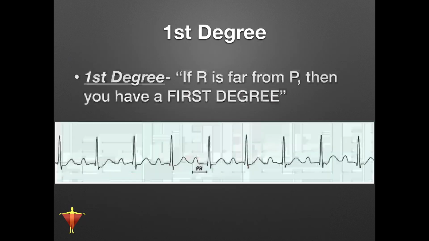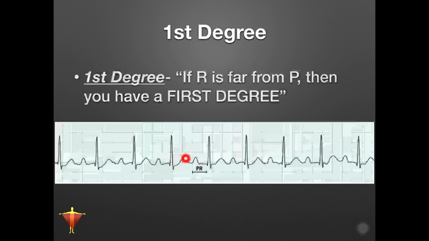First degree: if R is far from P, then you have a first degree. So what it's identifying is that this PR interval right here is getting further away from this QRS complex. And first degree, like I said, is usually pretty normal. It's not something that we're going to be super concerned with. There's really not much to do about it. They're generally benign, and they're generally asymptomatic as well.